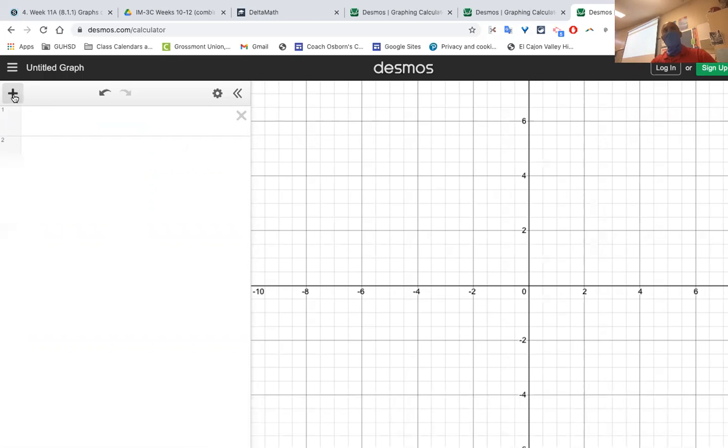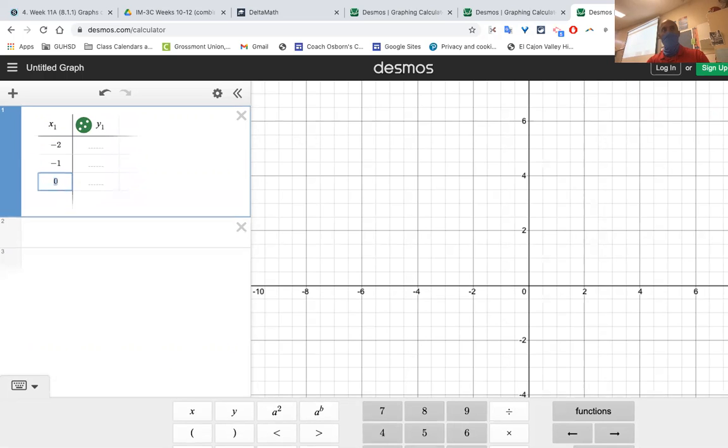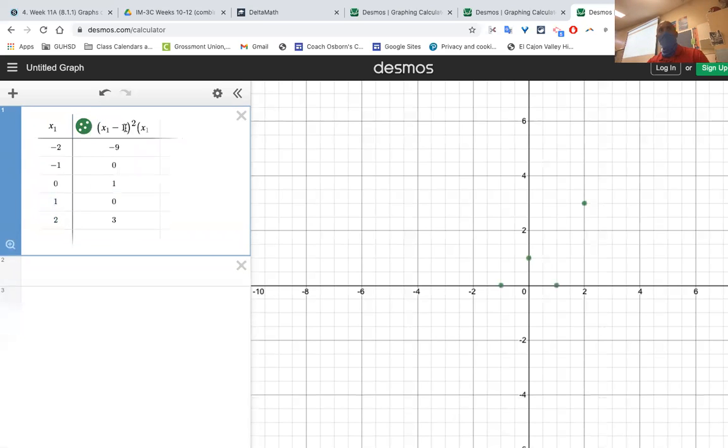Go into Desmos, click on the plus, start with the table. So you don't have to make all the equation first. You just go to the table first. Over here, I'm going to click on all those x values. And if you notice it recognizes it, I can just go plus and it starts making them for me, or just type them in. Up here at the top, I want to type out that equation.